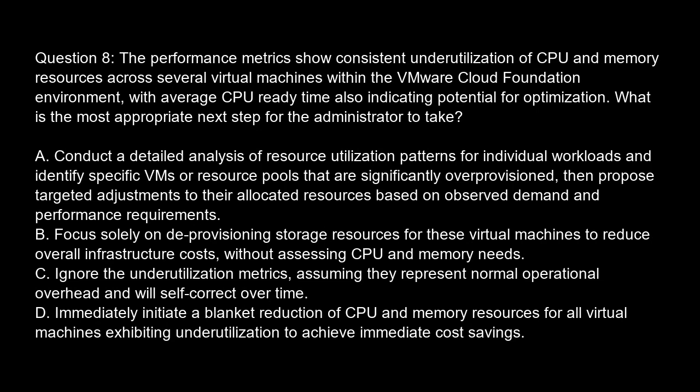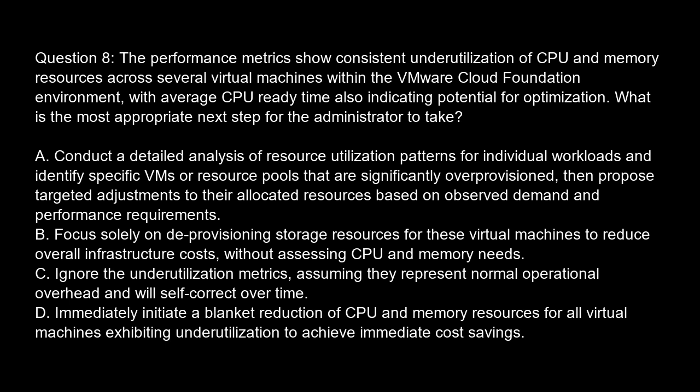Question 8. The performance metrics show consistent underutilization of CPU and memory resources across several virtual machines within the VMware Cloud Foundation environment, with average CPU ready time also indicating potential for optimization. What is the most appropriate next step for the administrator to take? Option A. Conduct a detailed analysis of resource utilization patterns for individual workloads and identify specific VMs or resource pools that are significantly over-provisioned. Then propose targeted adjustments to their allocated resources based on observed demand and performance requirements.